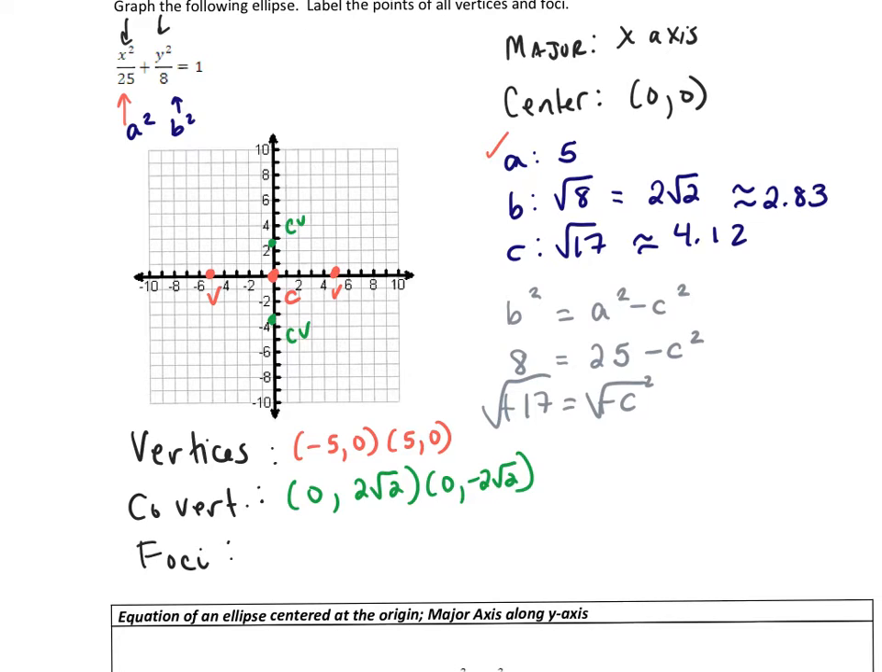Now I can certainly graph my ellipse now. I really don't need to graph the foci to do so, but I'll go ahead and put them on here. So they're about 4.12. They are also on the major axis. The vertices and the foci are always on the major axis. So my foci are going to be something, 0, because they're on the x-axis. And that something we know is square root of 17. So square root of 17, 0, and negative square root of 17, 0.